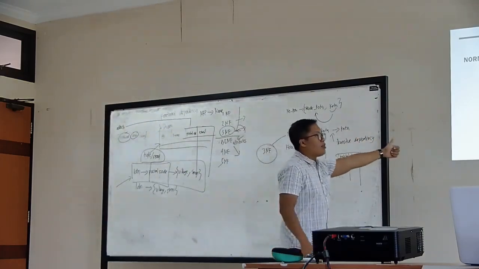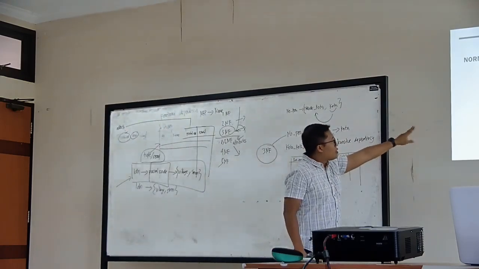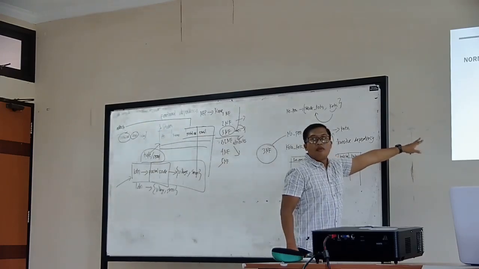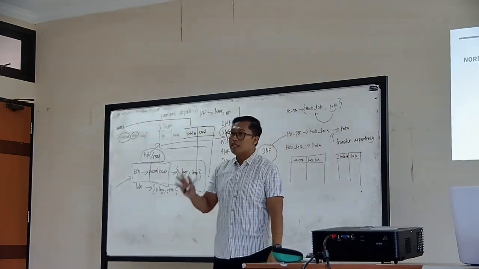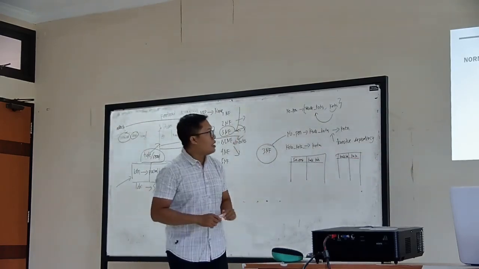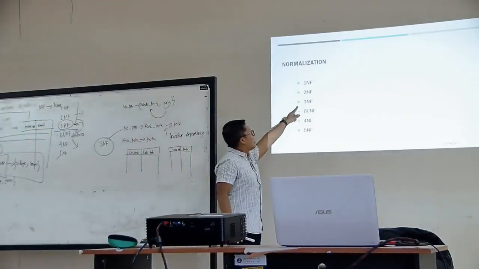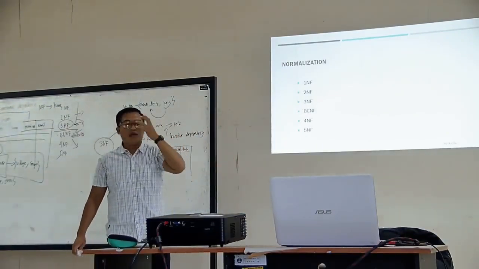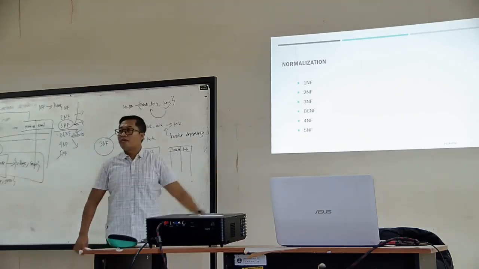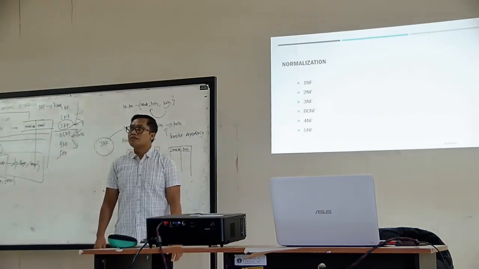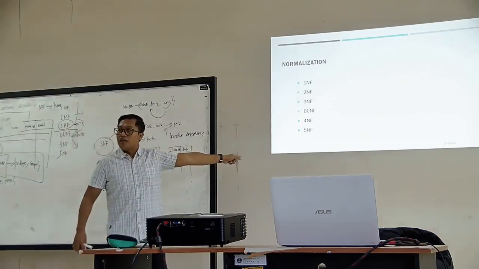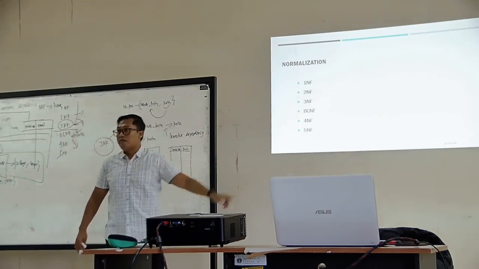This is the step of normalization. First normal form, second normal form, third normal form, Boyce-Codd normal form. Okay, and then fourth normal form, and the last fifth normal form. Only six steps. But we only discuss until third normal form, because if we go until the fifth normal form, it can make our query process more complicated. So practitioners avoid normalization until fifth normal form.